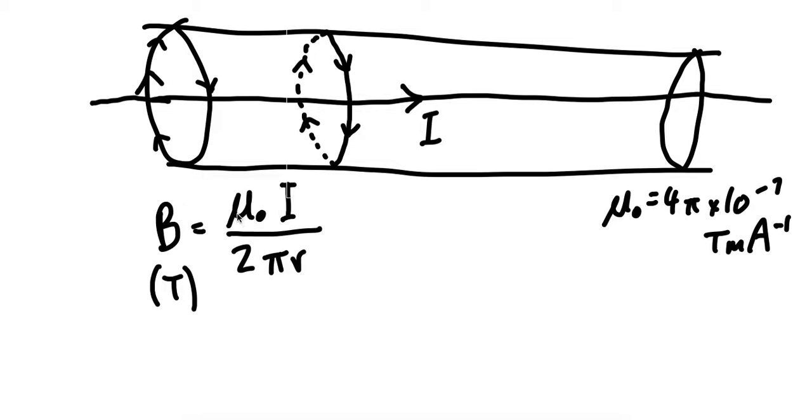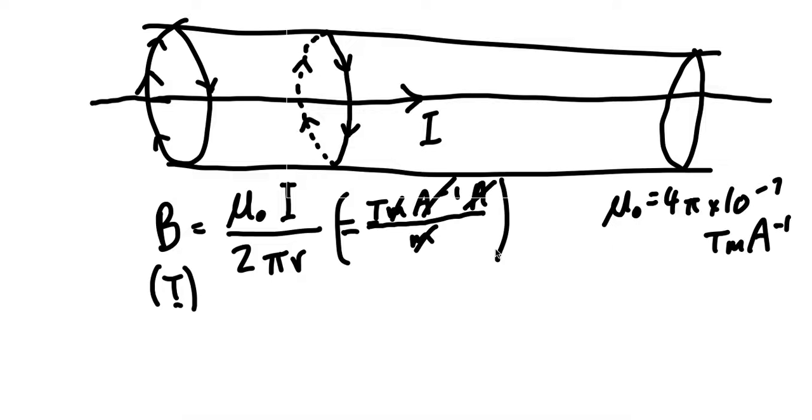The unit of, well, let's just do it all in units. So the unit of mu naught is Tesla meter per ampere, the unit of I, the current, is just ampere. The 2 pi is just a number, and the unit of r, the radius, the distance away from the line, is meter as well. So meter cancels with meter, ampere to the -1 cancels with ampere, and we have Tesla on the left and Tesla on the right. So the units are consistent, which is encouraging.